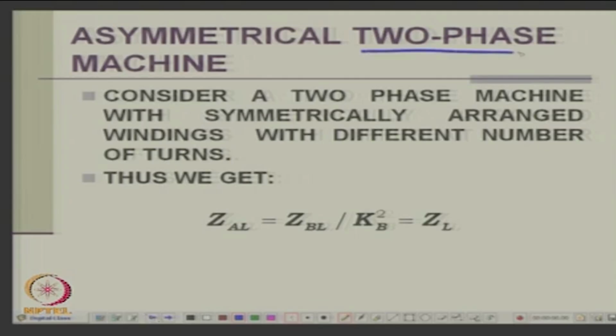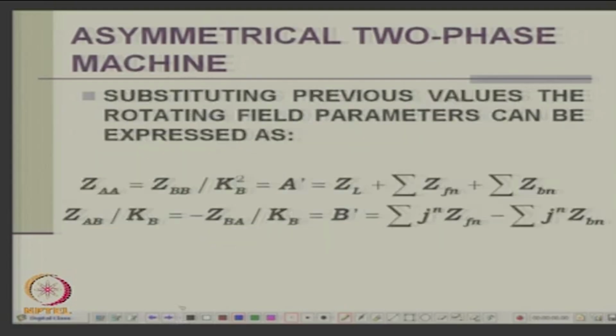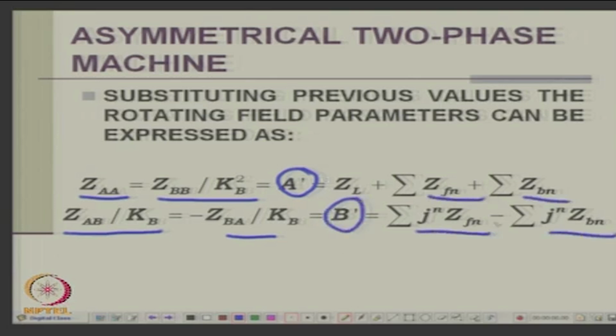Now, the same thing you can do for 2-phase also. You have a 2-phase asymmetrical machine, that means the windings are at 90 degrees, but carrying different turns. So, you have ZBL by KB square, that will be ZL, and you can have ZAA, ZAB by KB, ZBB by KB square, they will all be the same. So, you have the parameters A dash and B dash, which will be impedances in terms of ZF and ZB. I am not elaborating much because they are simple simplifications of the original equations which you have got.